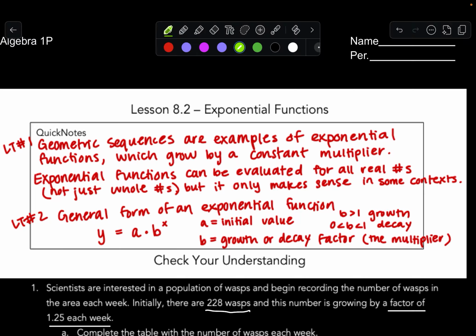Now, the general form of an exponential function is y equals a times b to the x, where a is the initial value and b equals the growth or decay factor, which is just the multiplier, what we're multiplying by. All right, if b is greater than 1, it's growth, and if b is between 0 and 1, it's decay. Now, they say between 0 and 1 because b can't be negative.